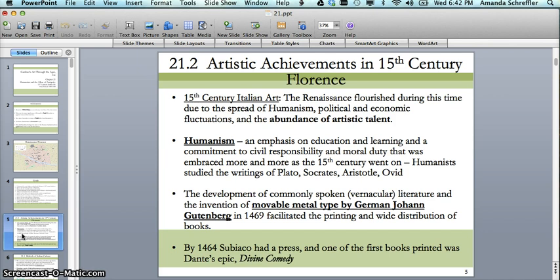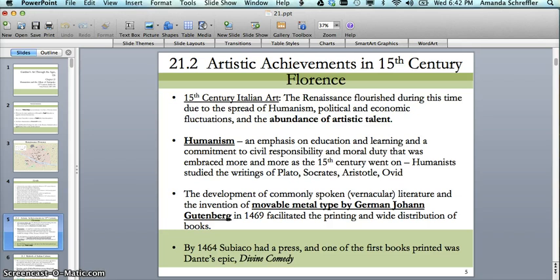So just this focus on the secular. We're not rejecting religion. We're still seeing biblical subject matter, but it is now becoming combined with classical subject matter, or we're seeing totally pagan subject matter, which has not occurred since antiquity, since the time of the Greeks and the Romans. So as we go through, think about what classical elements you see in the art and architecture that we're looking at.